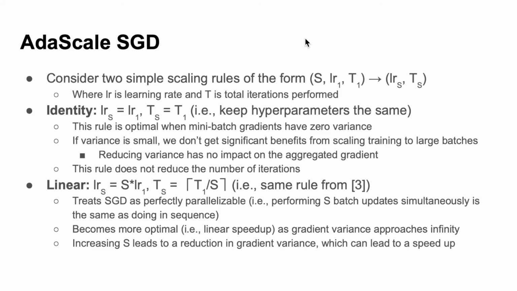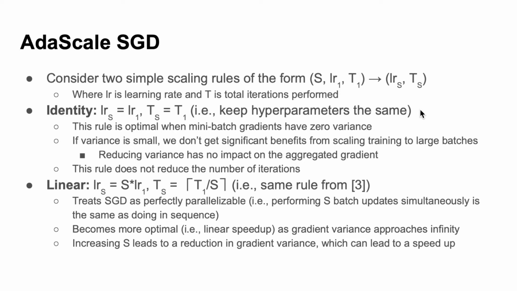To motivate the AdaScaleSGD algorithm, the authors present a couple of possible scaling rules that take this form. You start out with S, which is the number of mini batches that you want to perform in parallel, which determines your large batch size, an initial learning rate, and an initial number of iterations, T1. From this, you want to derive the learning rate that you'll use with your large batches, as well as the number of iterations you would have to perform until convergence with your large batches. The first of these rules is the identity learning rate scaling rule. This rule actually just does nothing. It leaves both of the hyperparameters the same.